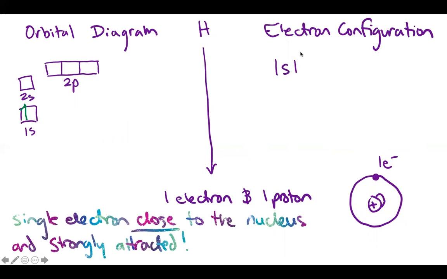And if we're thinking about what that actually looks like if we were to draw out a representation of our atom, we have our nucleus with our proton and our neutron, and then we have our single electron orbiting that nucleus. Notice, because we have 1 electron and 1 proton, our single electron is close to the nucleus and it's strongly attracted.